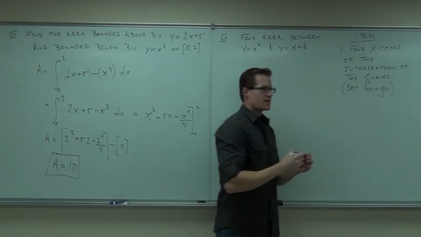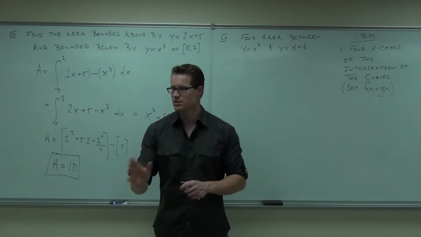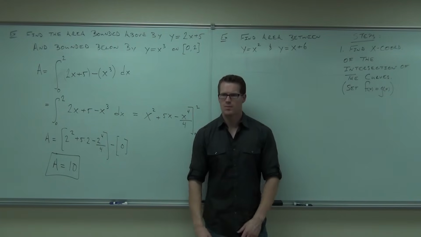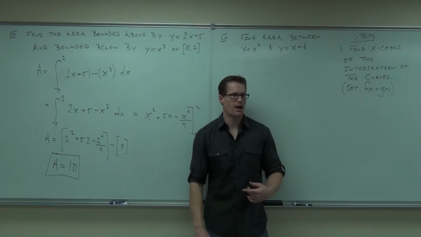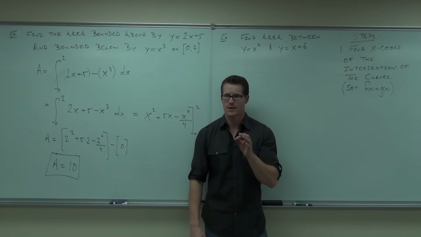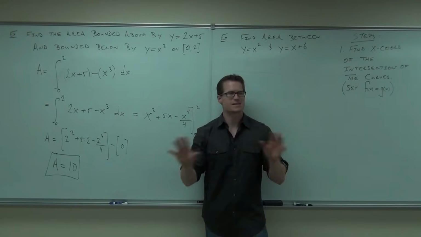I'll do it that way. Set f of x equal to g of x. Whatever your first function is, equal to your second function. Because right now, just off the top of your head, do you know which one of these is on top of the other one? Because I don't, I can probably figure it out by doing a little math. But right now, just looking at it, it doesn't say it explicitly, does it? It doesn't say, hey, this one's on top. It doesn't say that anywhere.